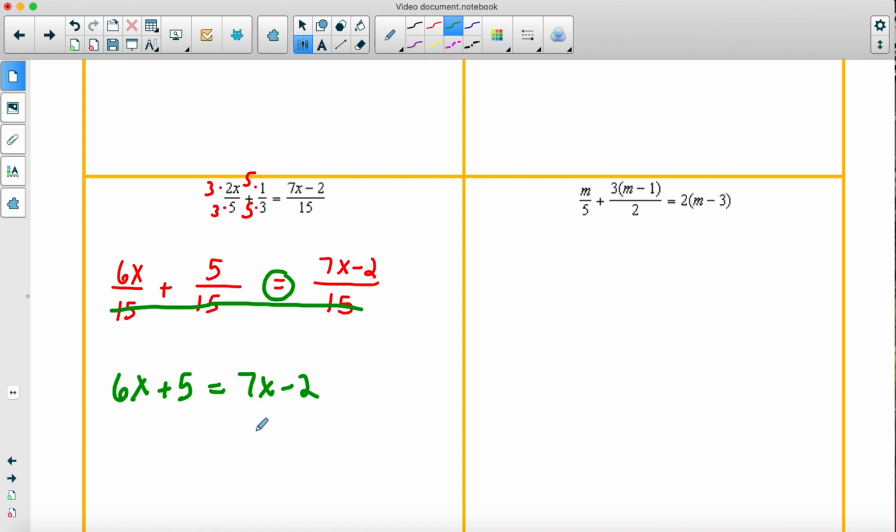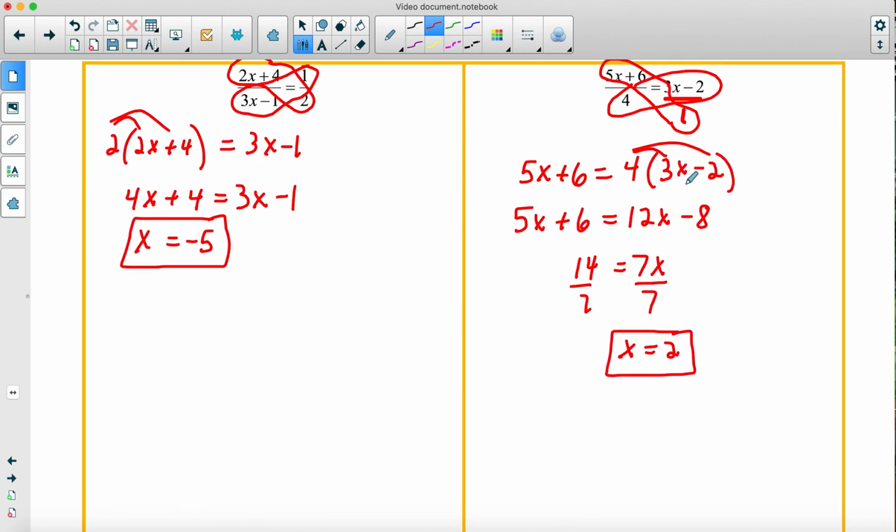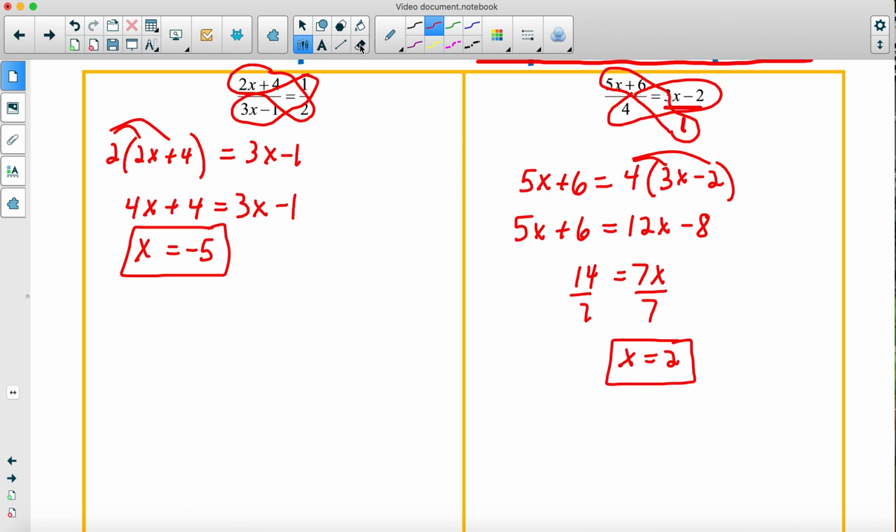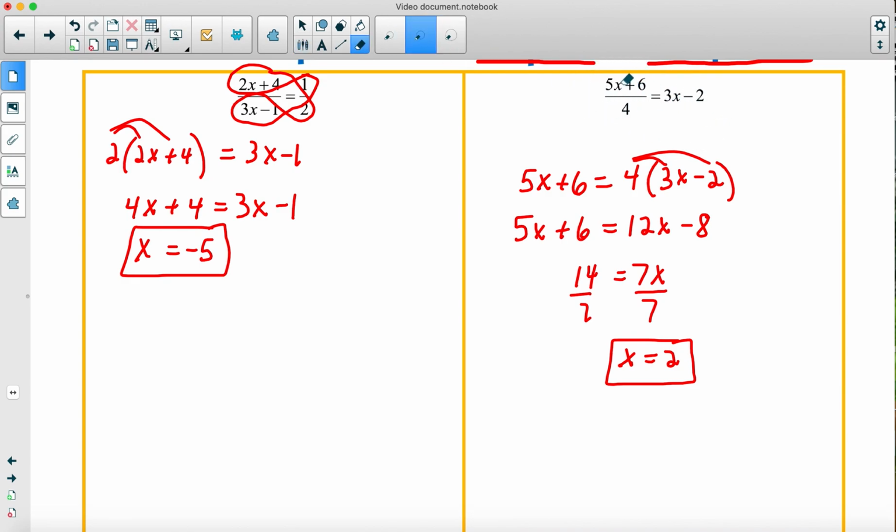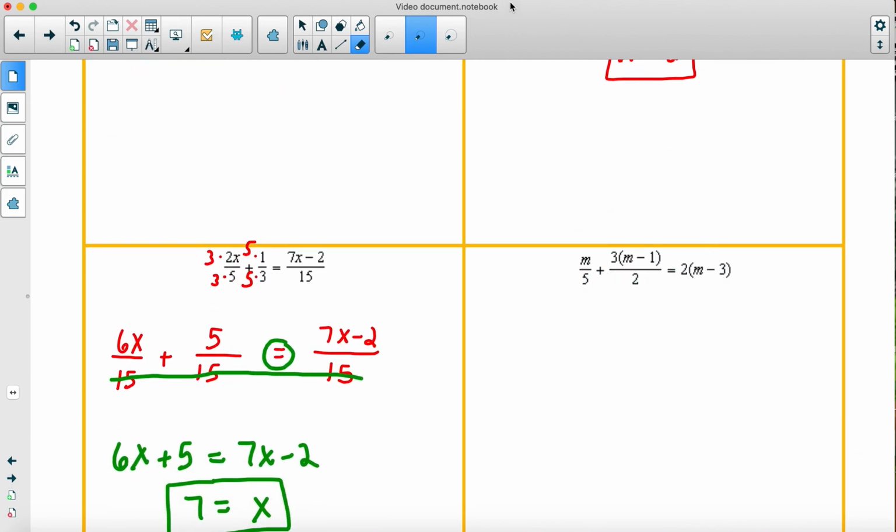Minus 6x from both sides, you get x. Add 2 to both sides, you get 7. So now we have x is equal to 7. Okay? All right. Over here, same idea. Hopefully you're not seeing it as a proportional. I'm going to go up here again just to show you the difference. Remember, a proportional equation is when you have one fraction equals another fraction, or over here, one fraction equals another fraction, as opposed to this has a lot more going on. So you just want to recognize the difference between the two.